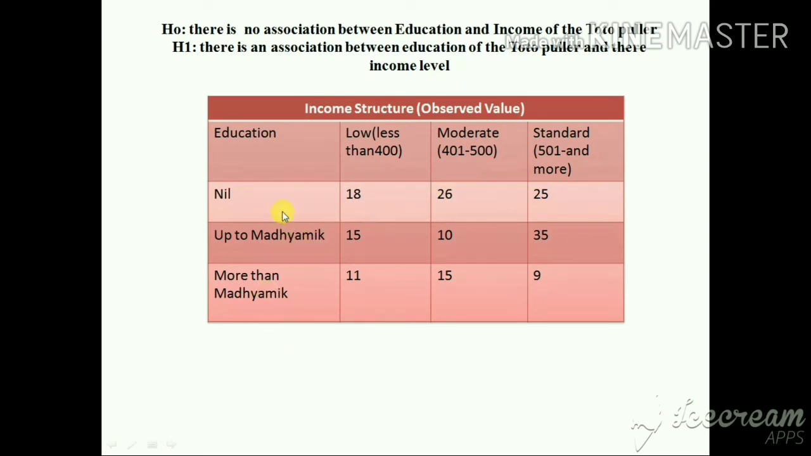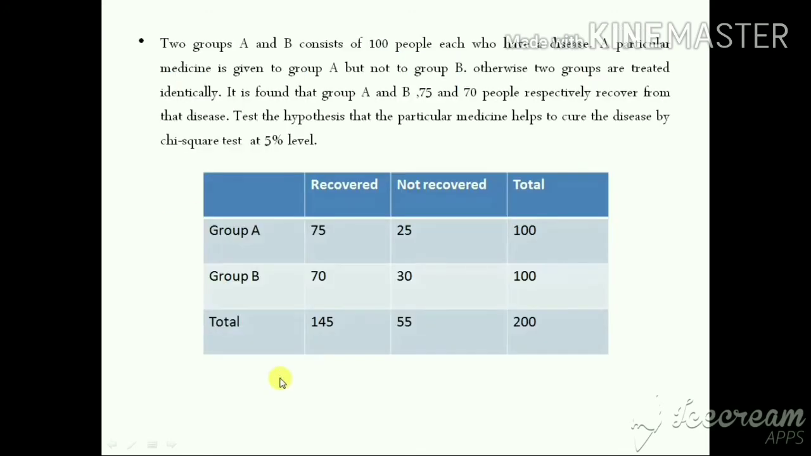Here, for understanding, we have classified education as well as income in this way. This is the income structure, this is the education structure. Similarly, here is another type of example where we can apply the chi-square independence test.